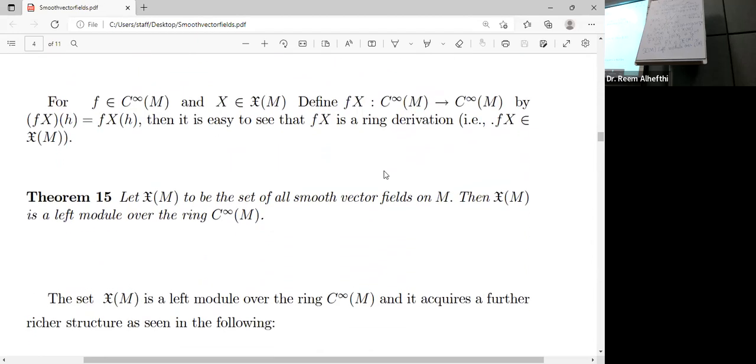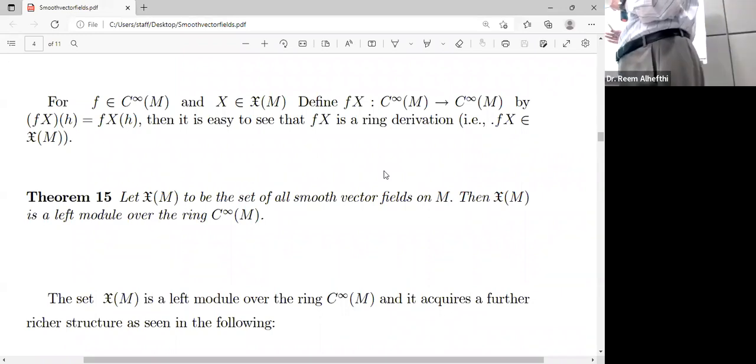Why do you call it left? Because of left multiplication. Right doesn't work, because Xf is not a vector field anymore. It is a function, as we have just seen. But here, fX at P is a tangent vector, and as a whole it is a vector field. Only left multiplication works; right multiplication is not possible.